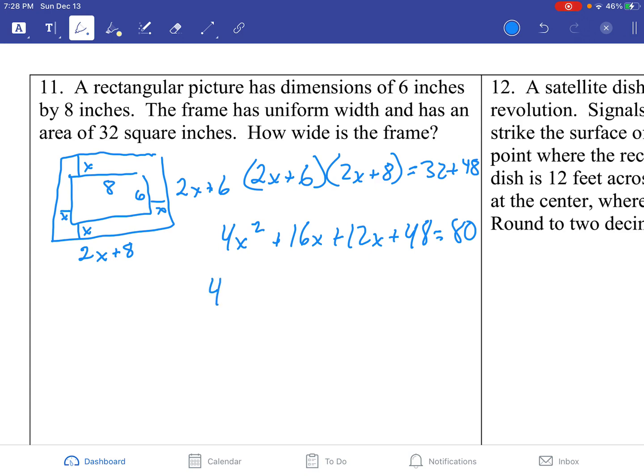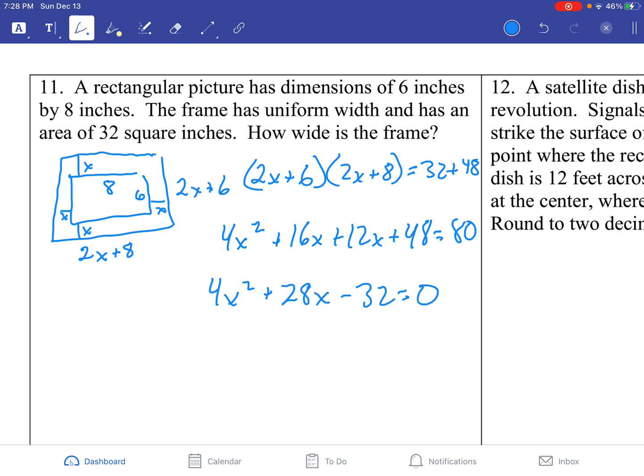All right. Now I want to bring the 80 to the other side, so we set it equal to 0, and then combine some of these other terms. We got 4x squared plus 28x. 48 minus 80 is going to give us negative 32. Okay, so now we have our equation.